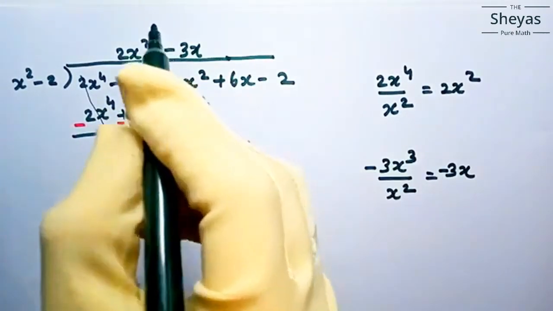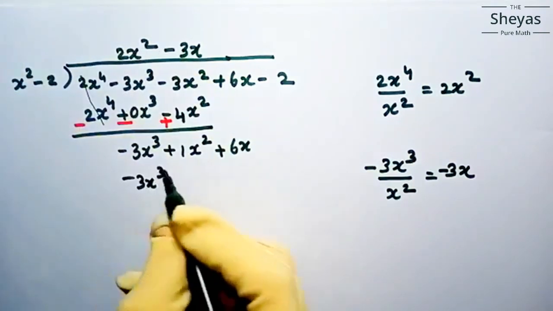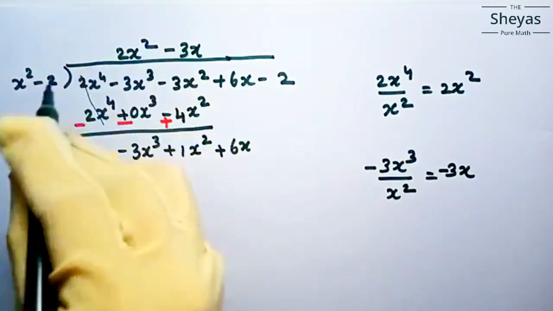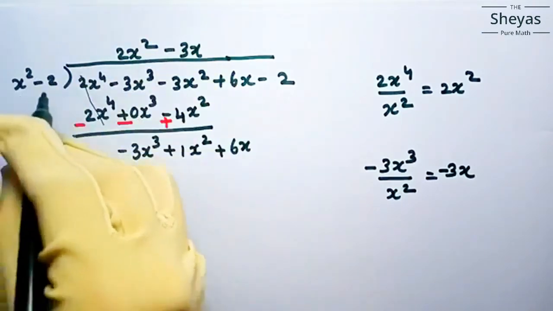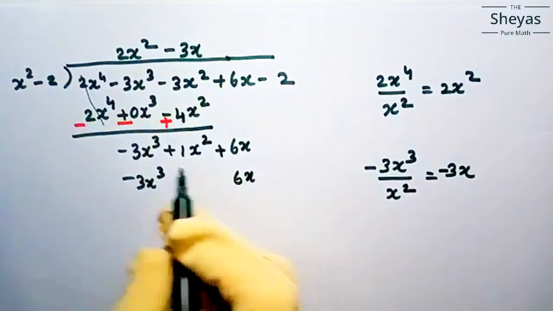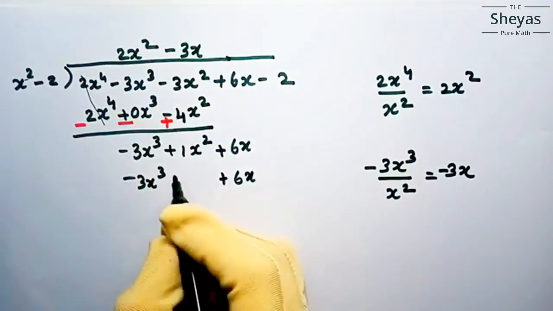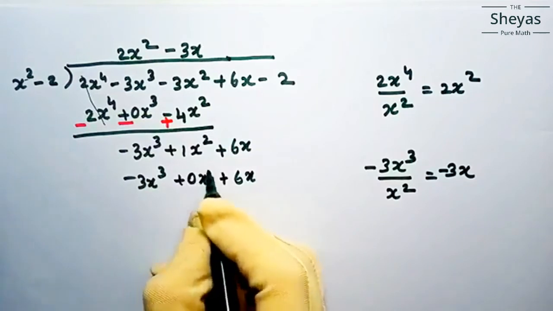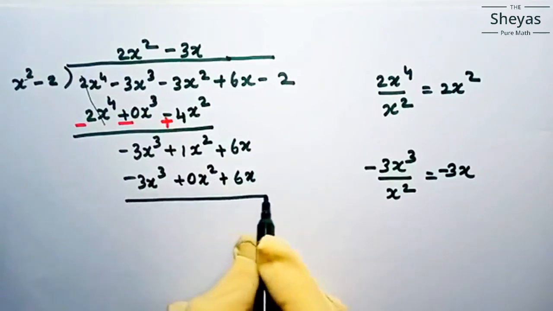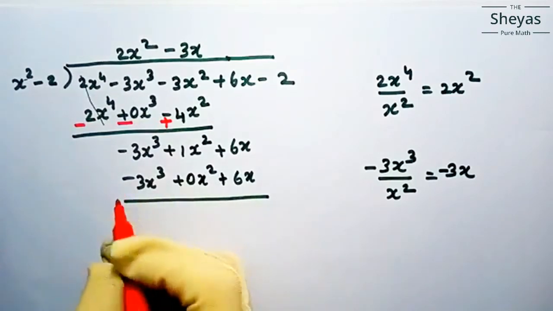Now what do you have to do? Minus 3x into x square will be minus 3x cube. Then 2 3s are 6. When you multiply this minus 3x and minus 2, it will be plus 6x. So write it here. Minus into minus is plus. Now you don't have any x square term, so write it as 0x square. Now what do you have to do? Change the sign of the second polynomial for subtraction.